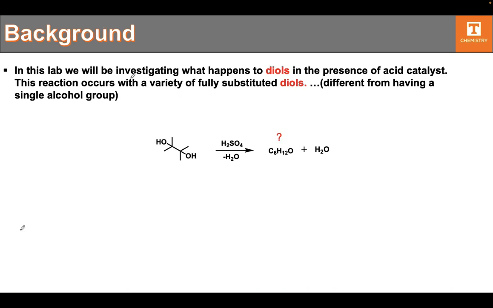And in this lab, we will be investigating what happens to diols, and basically two alcohol groups, in the presence of an acid catalyst. And this reaction actually occurs with a variety of fully substituted diols. And in this lab, you will basically determine how this reaction occurs and determine the mechanism.